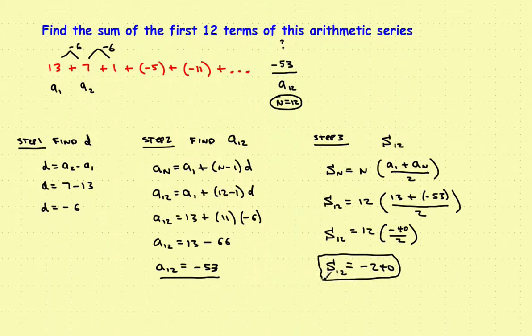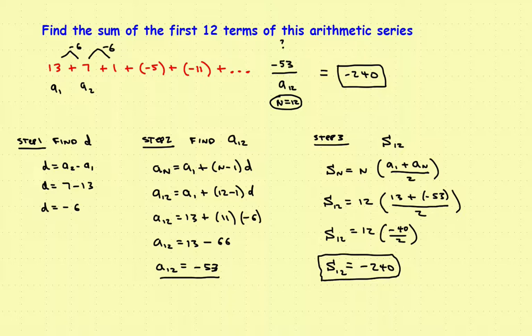So in this case, the sum of the first 12 terms turns into a negative number. So this would be -240 up here. So again, the same 3 steps that you used last time. First of all, find the common difference. Then you need to find the nth term, which in this case is the 12th term. And when you've got the first term and the nth term, you can use this formula to find the sum.